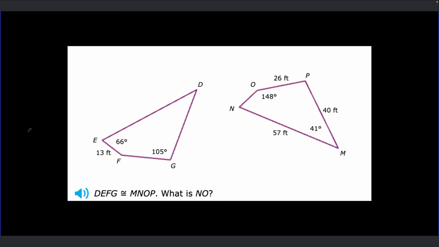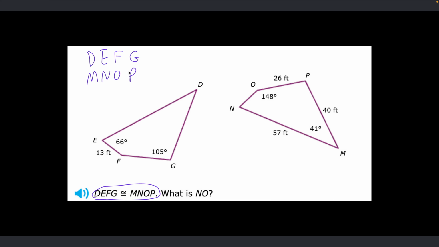So here they give you a congruent statement. They say DEFG is congruent to MNOP. So we learned in the last lesson that when they give us the congruent statement, that makes it a little bit easier because now we can match stuff up. And it says, what is NO?